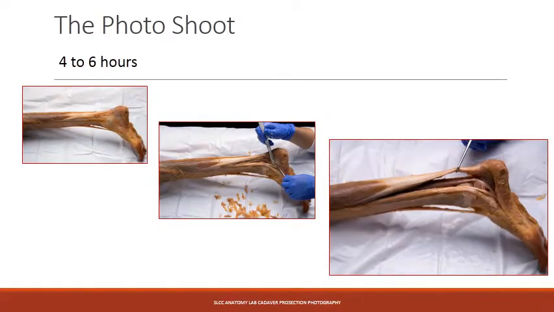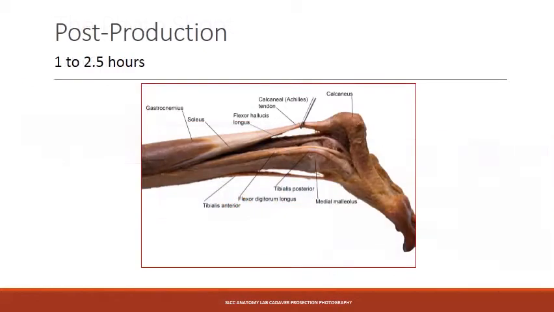Each photo shoot, from preparation to final shot, lasts between 4 to 6 hours. 100 or more images are typically created during each photo shoot. Each image processed in post-production requires approximately 1 to 2.5 hours. Not all images are processed. Only the ones we feel best illustrate the structures will be edited. Typically, only 5 to 10% of all images are used.